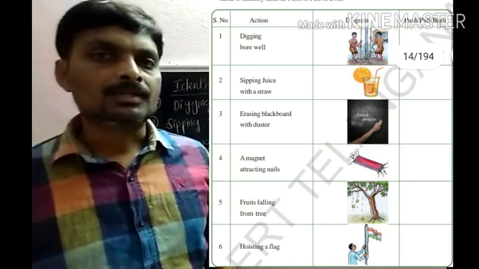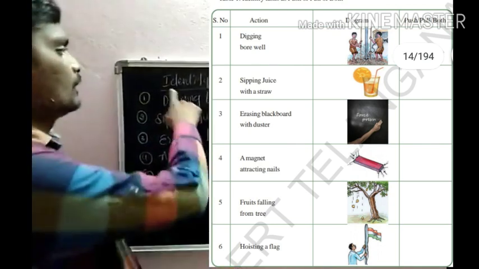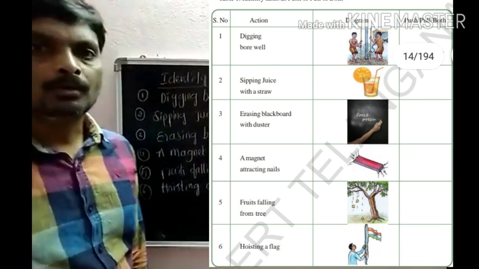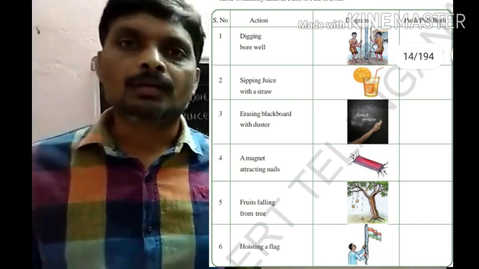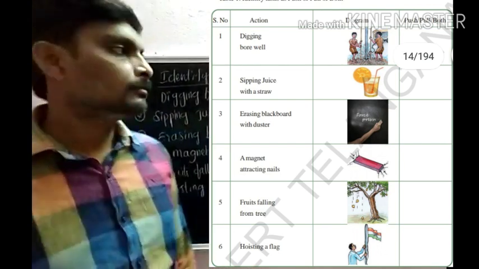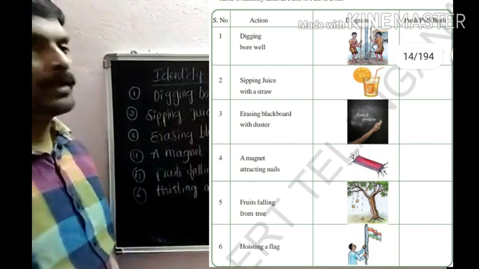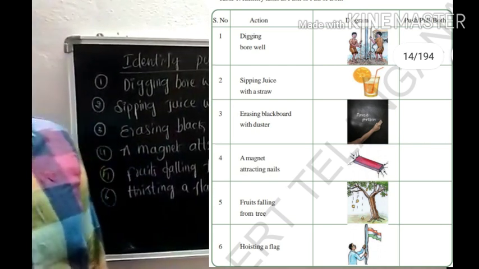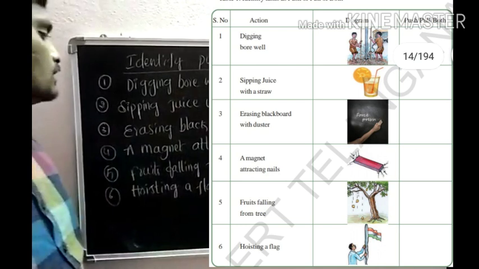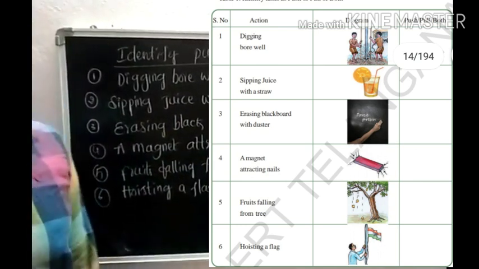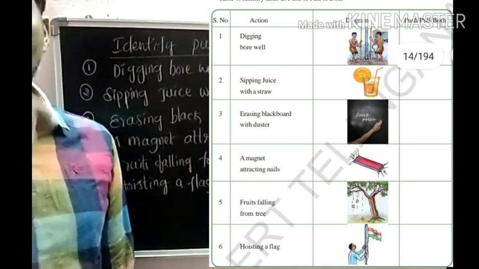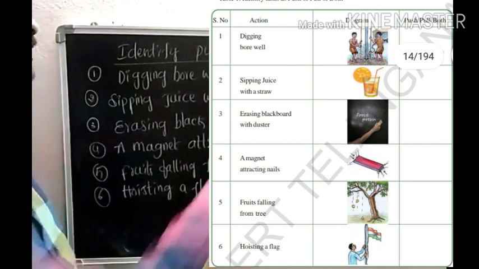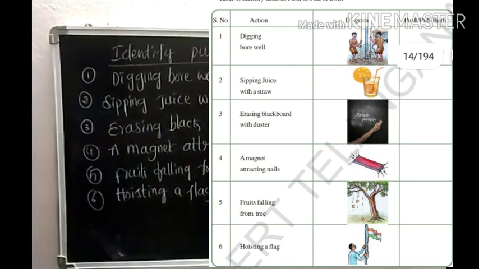In this lesson, the first activity is identify push or pull. In your textbook, one diagram is given. In the diagram, we observe digging a bore well. Here we observe both push and pull. And the second one is sipping juice with a straw. Sipping with a straw means we are pulling. Here we observe a pulling action.